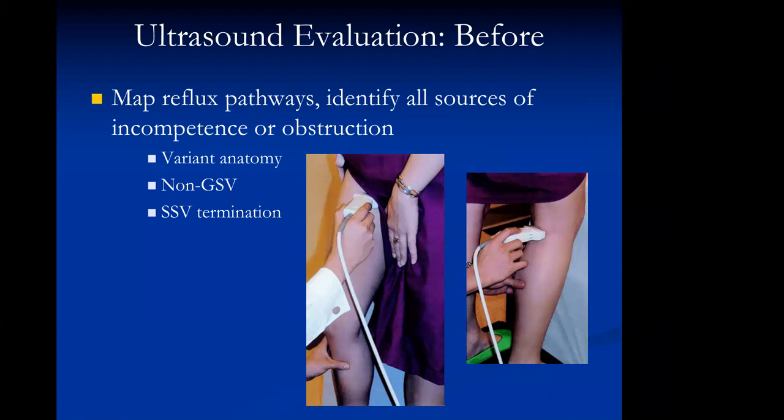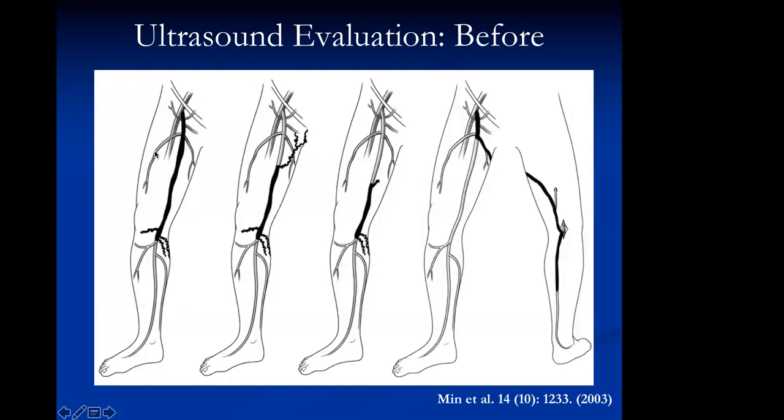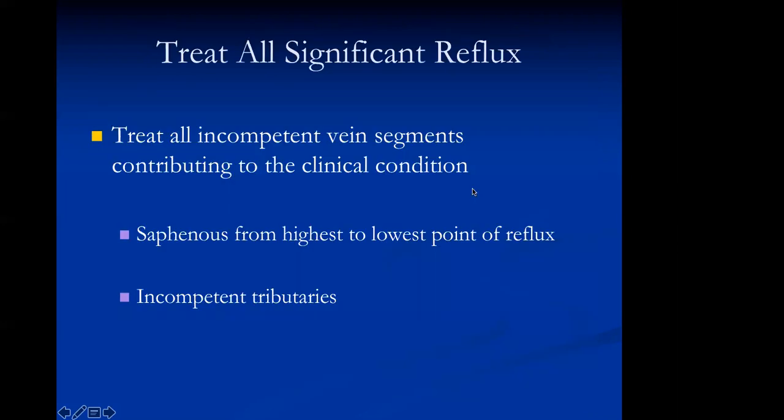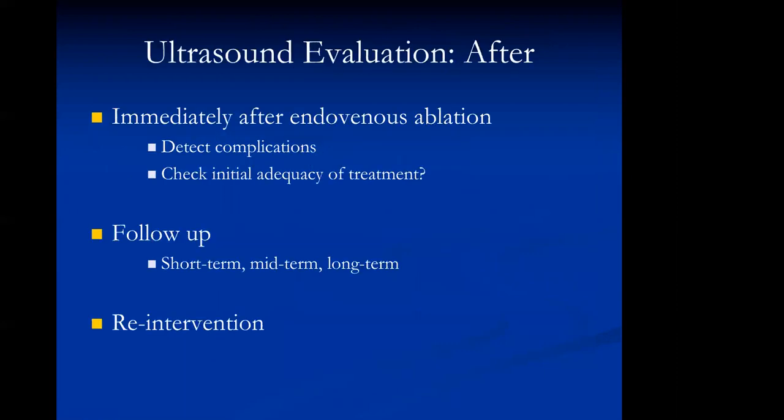So why is interventional radiology involved in all of this? Well, because of the ultrasound technology, and knowing how to use ultrasound to map out different vein patterns. Is it the greater saphenous vein? Is it part of the saphenous vein? Is there reflux into the posterior accessory saphenous vein? So that's what we do when the patients come in. We map out the highest point of reflux to the lowest point. We look at incompetent tributaries. And we use the ultrasound to follow up. Has the patient been successfully treated?